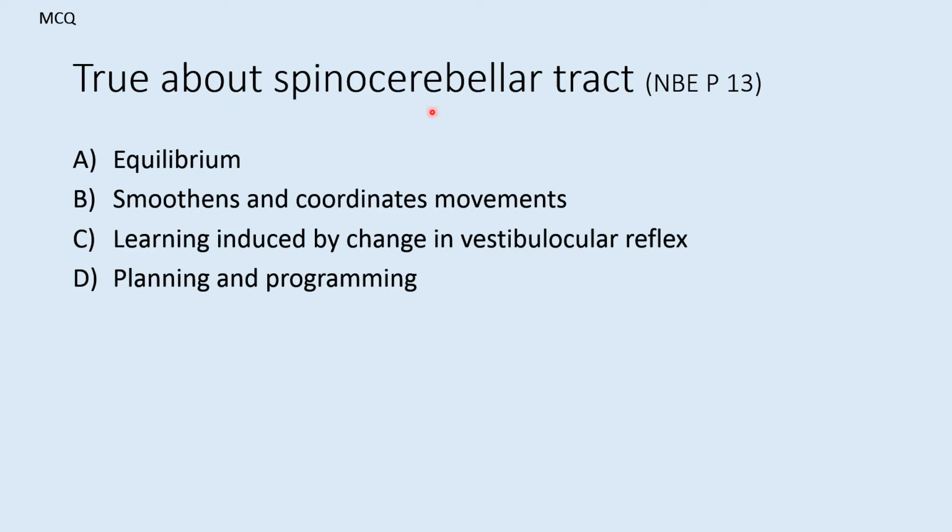True about the spinocerebellar tract. Option A, equilibrium. Option B, smoothens and coordinates movement. Learning induced by change in the vestibulo-ocular reflex, and planning and programming. So the function of the spinocerebellar tract is it smooths and coordinates movement.